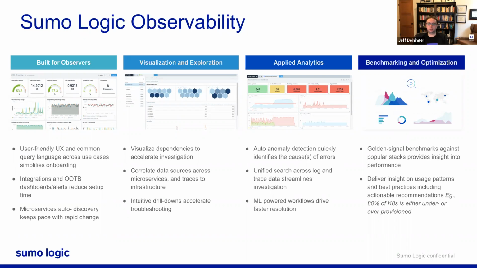So Sumo Logic, as a multi-tenant SaaS service with thousands of customers, understands what optimal infrastructure looks like. We're able to do anonymized original research, looking across the data sets from our customers and see, for instance, that 80% of Kubernetes containers are either under or over provisioned, and then use that information to make recommendations for how you can dial in the configuration for your containers and various workloads.